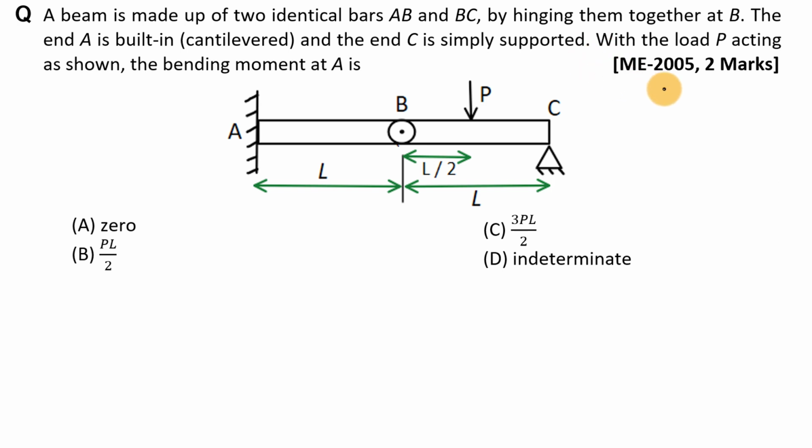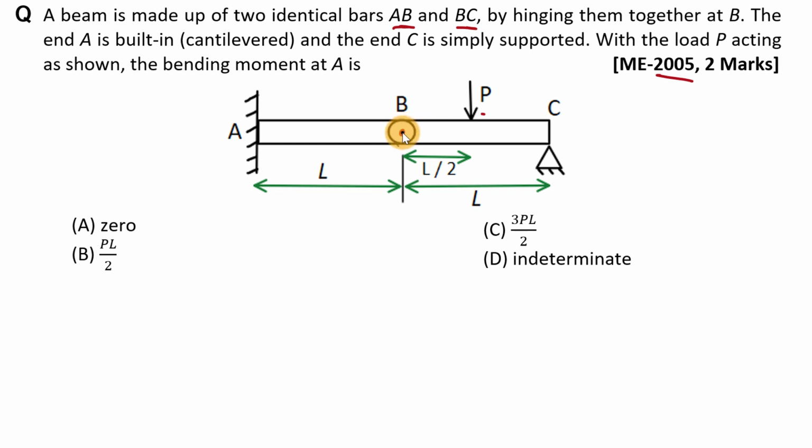Now this next example is from year 2005. A beam is made up of two identical bars AB and BC by hinging them together at B. Here in the figure you can see that these two beams AB and BC have same length and same cross section area, and both the beams are hinged at this point B.